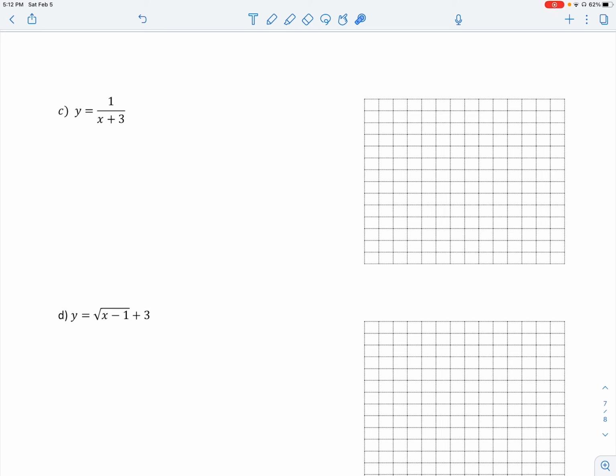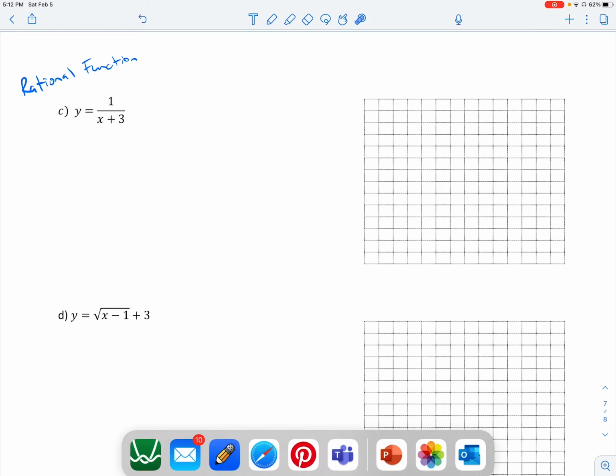Okay, so for C, this is called a rational function. And remember, the word rational just means anything that can be put into a fraction form. So here are our polynomials in a fraction form because we have 1 over our binomial. So there's a couple things that we have to consider when we're looking at this. I'm going to bring up Desmos first.